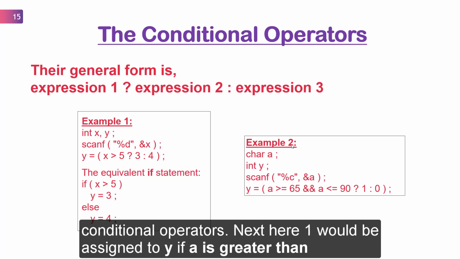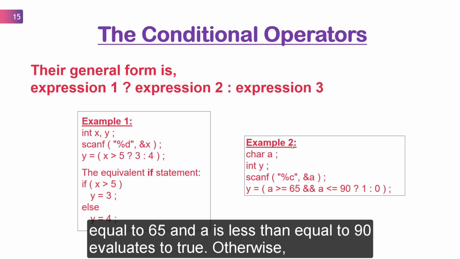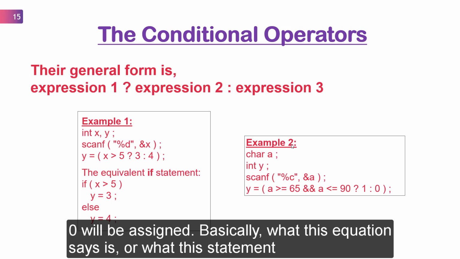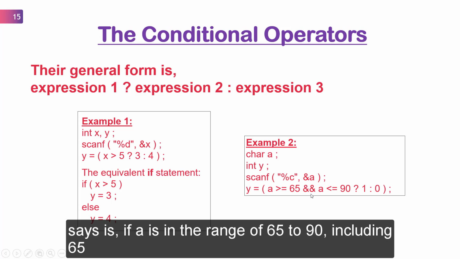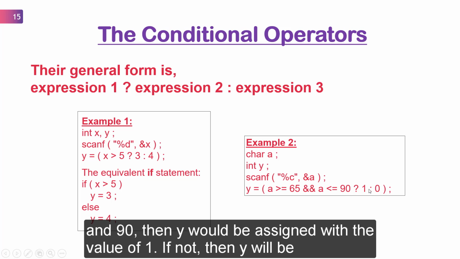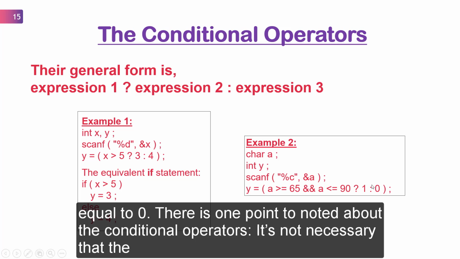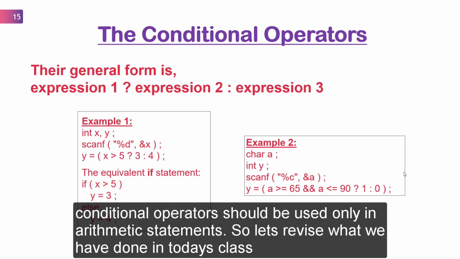Next, here 1 would be assigned to y if a is greater than or equal to 65 and a is less than or equal to 90 evaluates true. Otherwise, 0 would be assigned. Basically, what this statement says is, if a is in the range of 65 to 90, including 65 and 90, then y would be assigned the value of 1. If not, then y will be equal to 0. There is one point to be noted about the conditional operators. It is not necessary that the conditional operators should be used only for arithmetic statements.